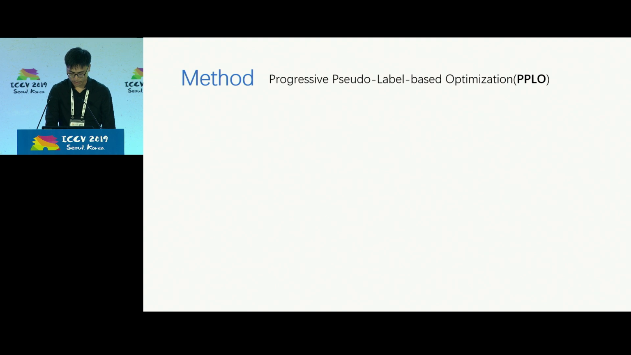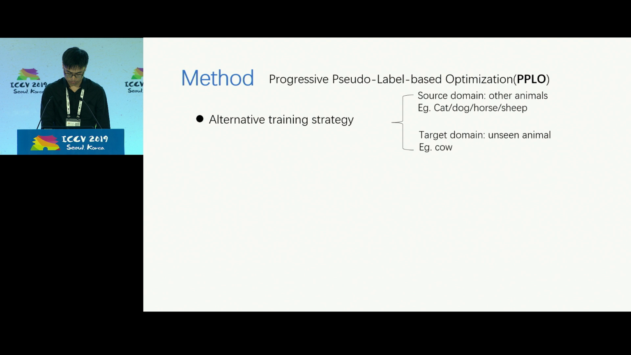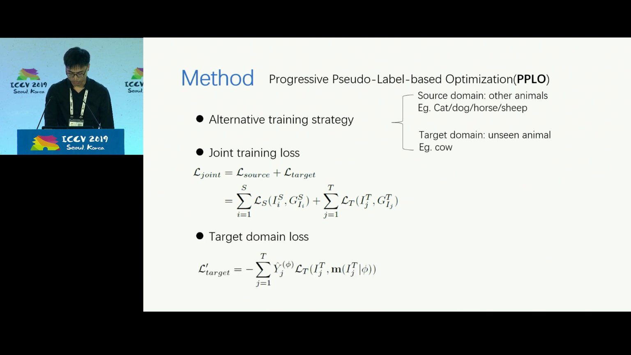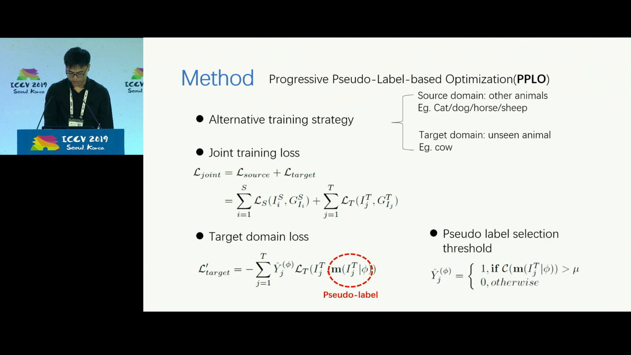After WSCDA, we design a strategy called PPIO to approximate the underlying labels with pseudo-labels. We adopt an alternative training strategy. The data come from the source domain and target domain. The joint training loss is defined as the sum of target and source domain loss. And the target domain loss uses a prediction of the current model as ground truth, called pseudo-label. Only if the confidence of a prediction is greater than a threshold, we select it as a pseudo-label.